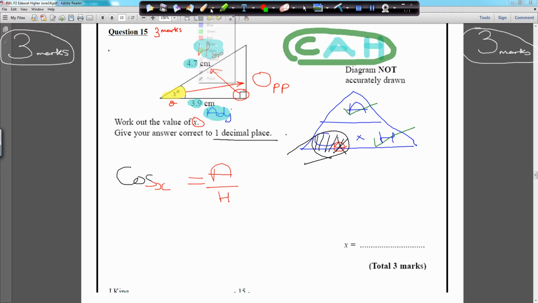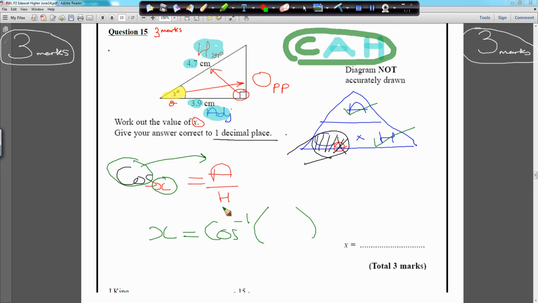Now remember folks, we want to work out the x. Now cos of x, I don't want cos of x, I want x by itself. So we grab the cos, we take it over this side, and it gets inverted or inversed. The opposite of cos is cos to the minus 1 of A over H. Now what we need to do, we've got the A value, we've got the H value, we just need to pop them into here. So this is what we get from this formula triangle.